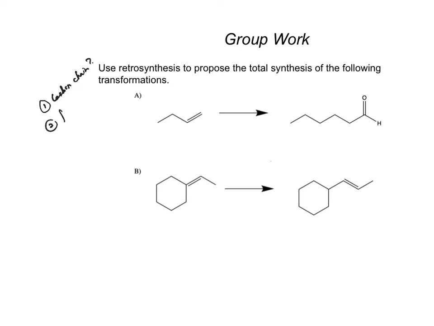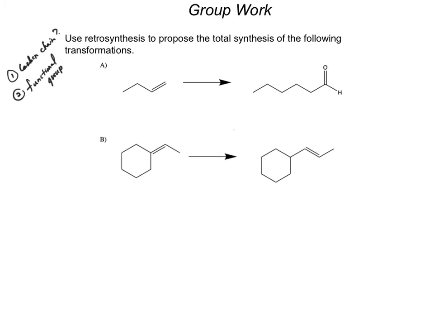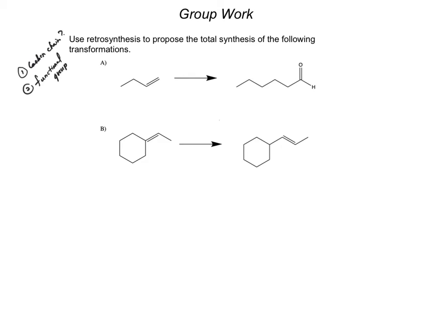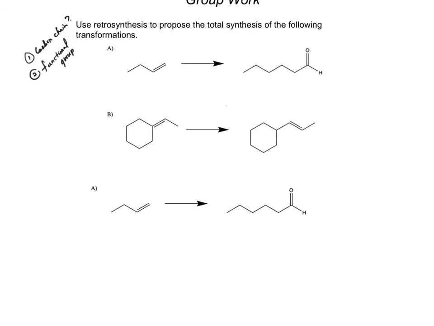So functional, let me write that correctly. Functional group: number one, does it change identity? And number two, does it change location, okay? So that should be number one, that should be first. Now, as you try to answer these, again, I'm going to insist that you try to use this retrosynthetic analysis type solution. So I'm going to take this guy and pull it down here.